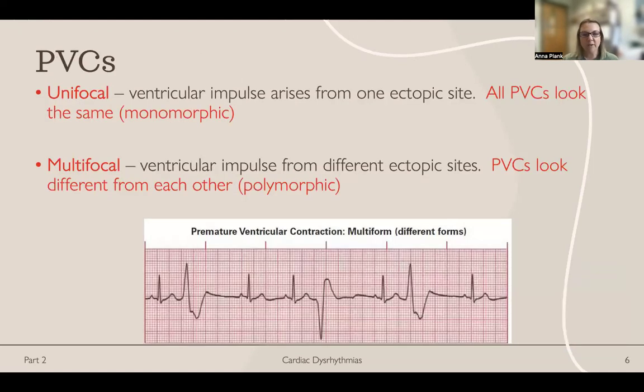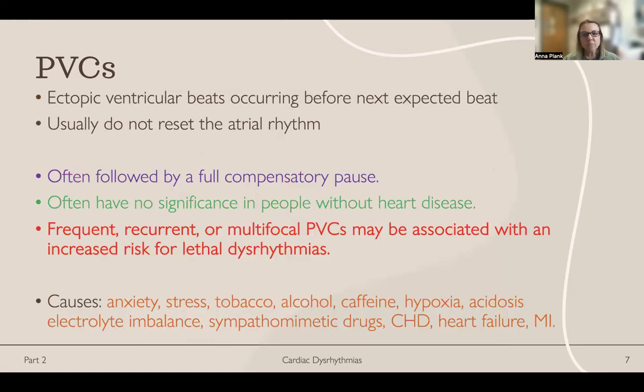So when you have a PVC, if you look on this strip here, the first one and the third one are one direction, and the one in the middle is the opposite. If they all look the same, then we call it monomorphic or unifocal. It comes from one spot in the heart. But if we start to have different shapes of PVCs, then we know it's coming from different places too, right? So that's something we need to look at. Is this one area that's affected, or is it multiple places that are having some problems?